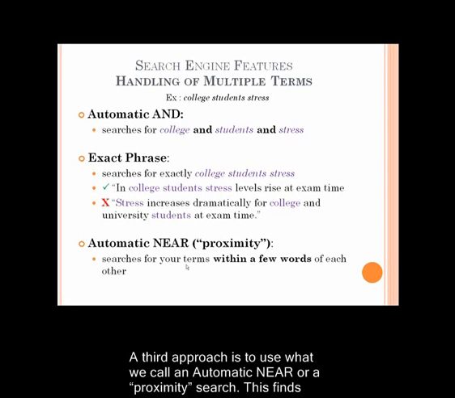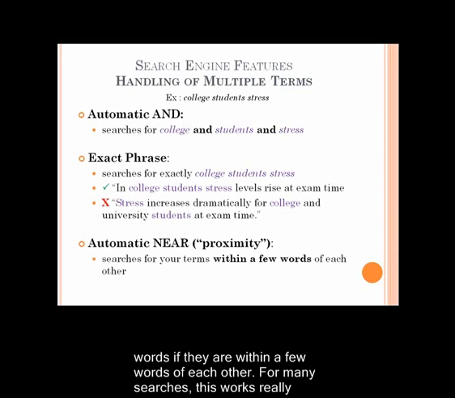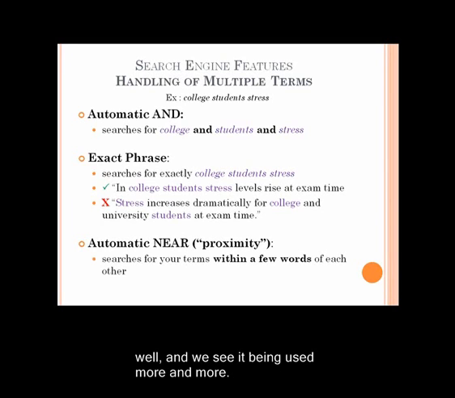A third approach is to use what we call an automatic near or a proximity search. This finds words if they are within a few words of each other. For many searches, this works really well, and we see it being used more and more.